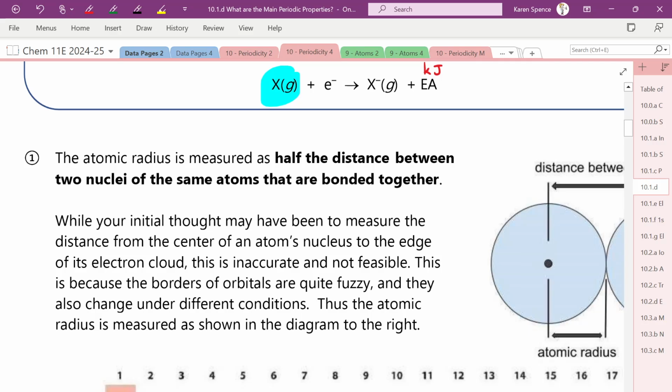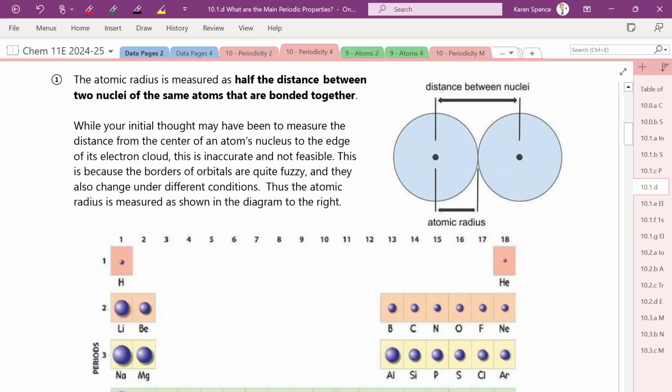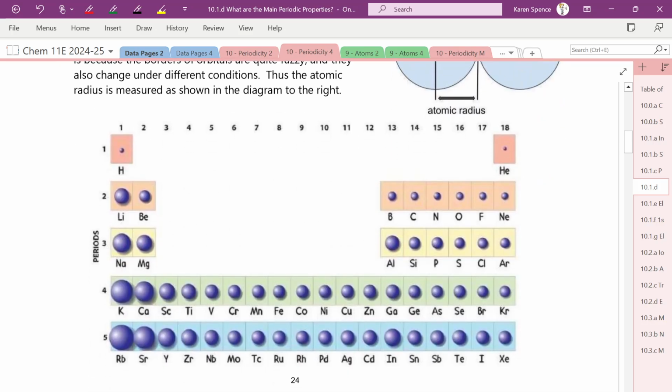So we've already talked about atomic radius. So you can just see the little pictures here that makes it really graphic for you. You can see helium is teeny tiny, okay, and rubidium is big and fat, okay? So tell your partner, why do they get smaller going across a row?